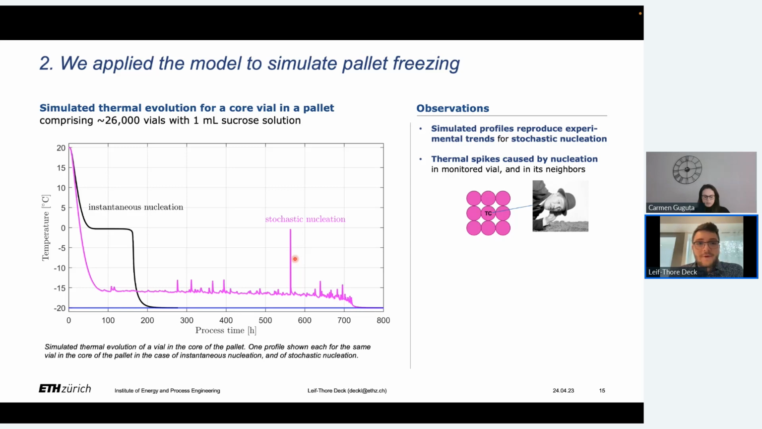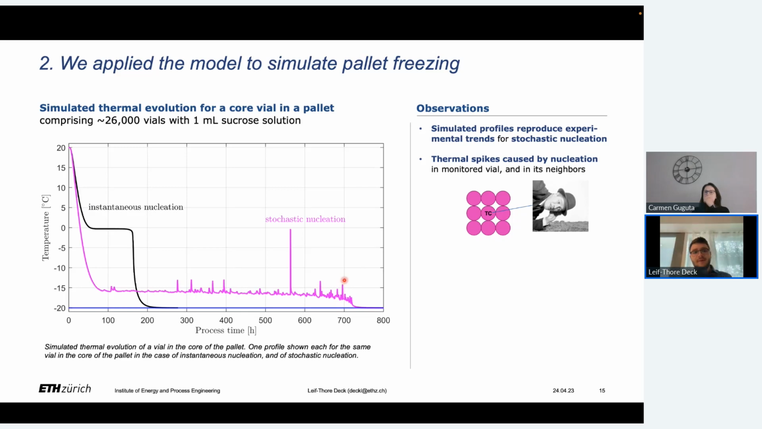So in this case, we have a configuration where each vial has 6 neighbors. So basically 2 in each dimension, so left, right, top, bottom, and also front, back. And what we can see is that we have actually 6 spikes that are a bit higher than the others, right? So we have here 1, 2, 3, 4, and here 5 and 6. So these are the 6 nucleation events in neighboring vials.